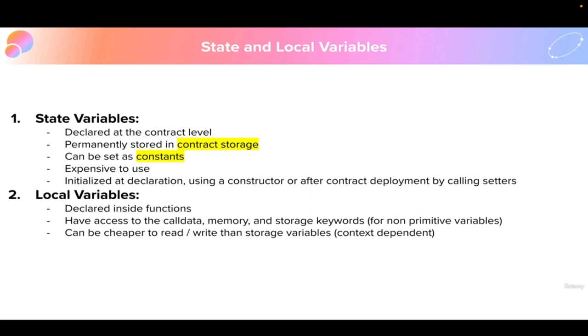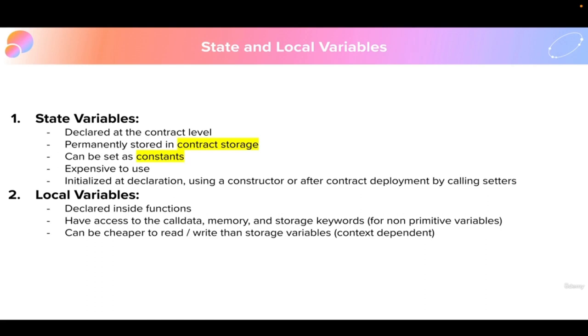Local variables are declared inside of functions. They have access to the call data, memory, and storage keywords for non-primitive variables. They can be cheaper to read and write than storage variables, but that does depend on the context. But most of the time, they are much cheaper.